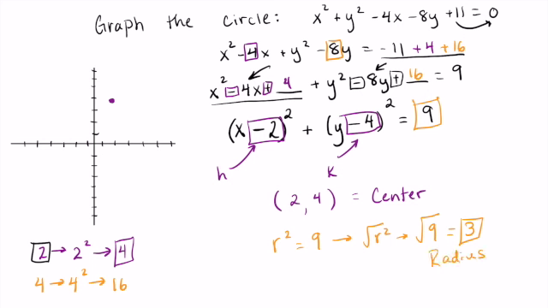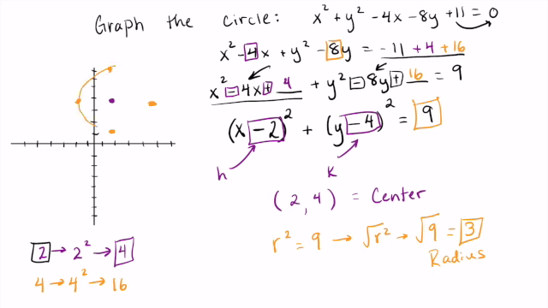So I can go 3 down, 1, 2, 3 from my center. I can go 3 up, 1, 2, 3 from my center. 3 to the right. That's kind of messy, and then 3 to the left. 1, 2, 3. It's going to be an awkward looking circle, but that's all right. That's what happens when we do it by hand sometimes.